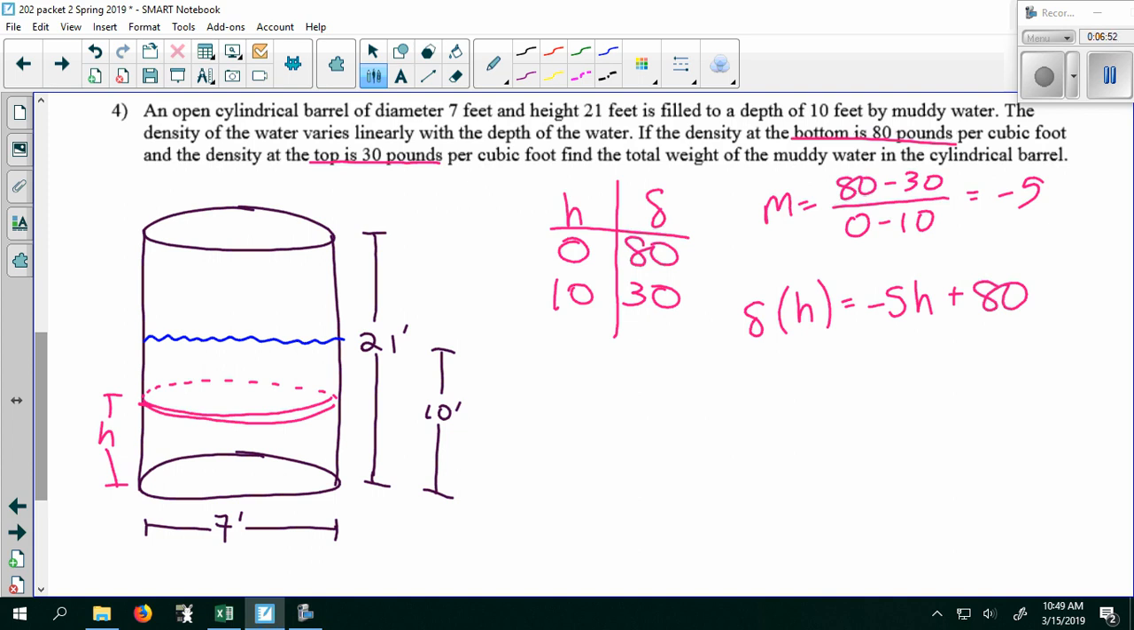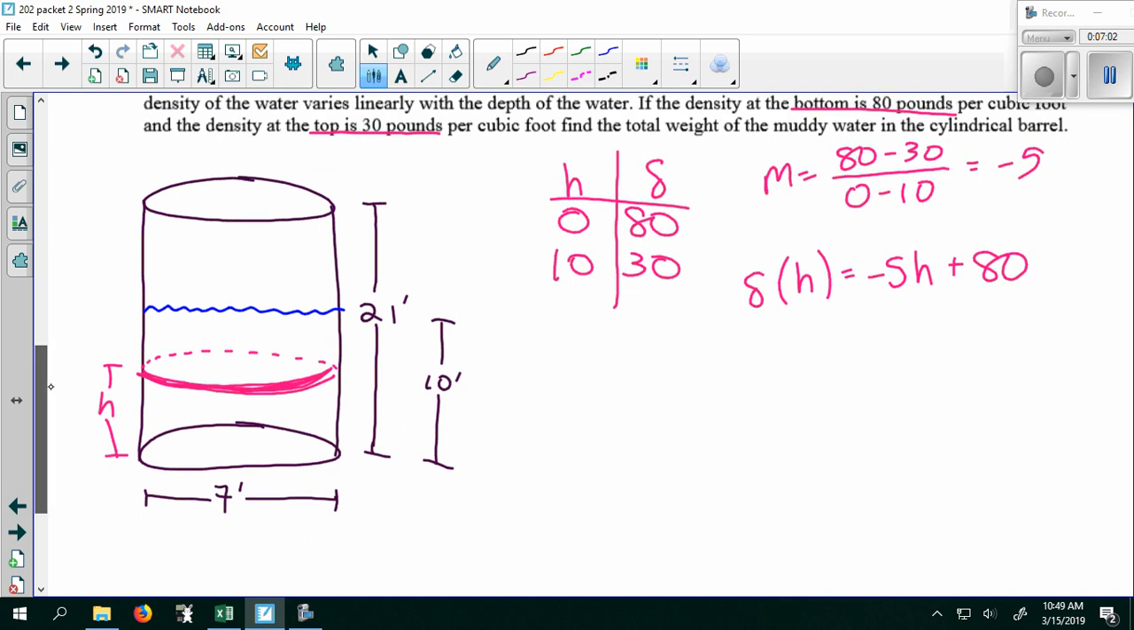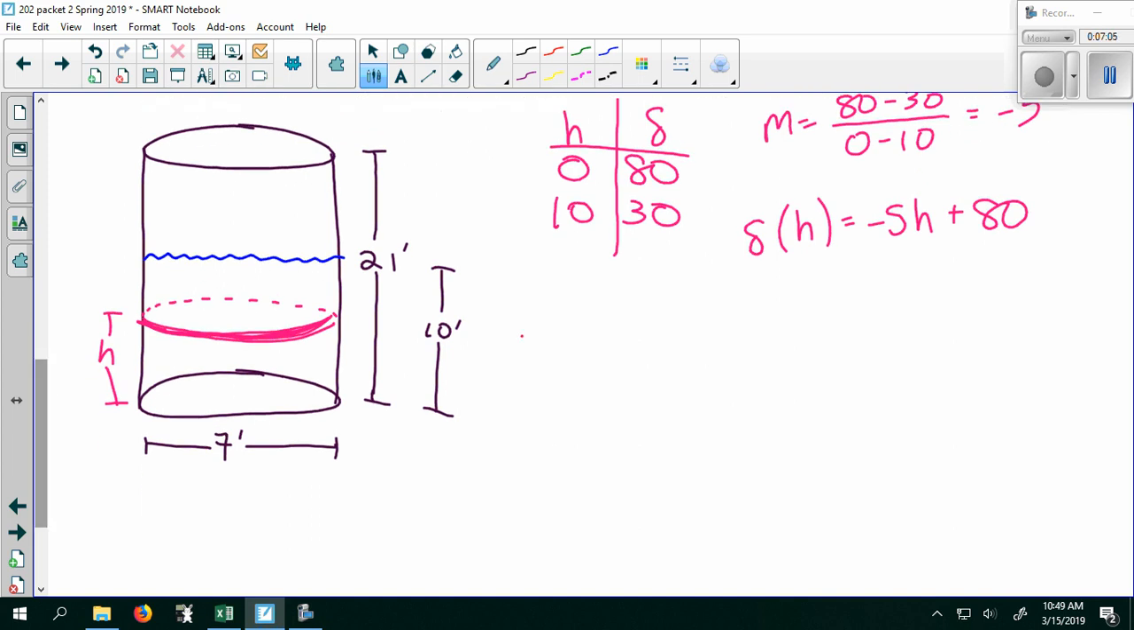Okay, so now I have this slice of water, muddy water, at a height of h. I want to calculate its weight. I want the weight of just that slab of water. So the weight of the slab is equal to the volume of the slab times the density of the slab. Volume times density tells me weight, because volume is going to tell me cubic feet, and the density tells me pounds per cubic foot.